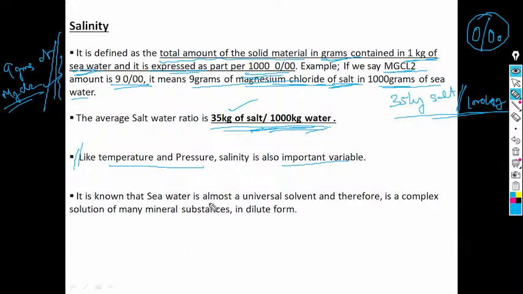Seawater is almost a universal solvent, and therefore it is a complex solution of many mineral substances in dilute form. Let's see now.